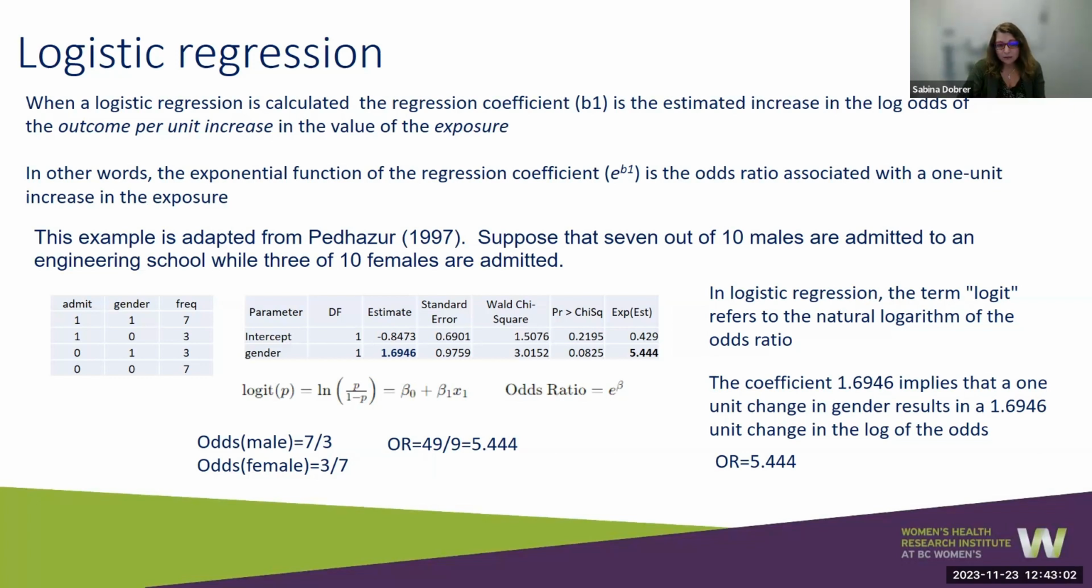So the odds of a male getting into the engineering school will be 7 divided by 3, and for a female 3 divided by 7. So if you use the odds ratio formula, you'll get exactly the same odds ratio calculation as 5.4.